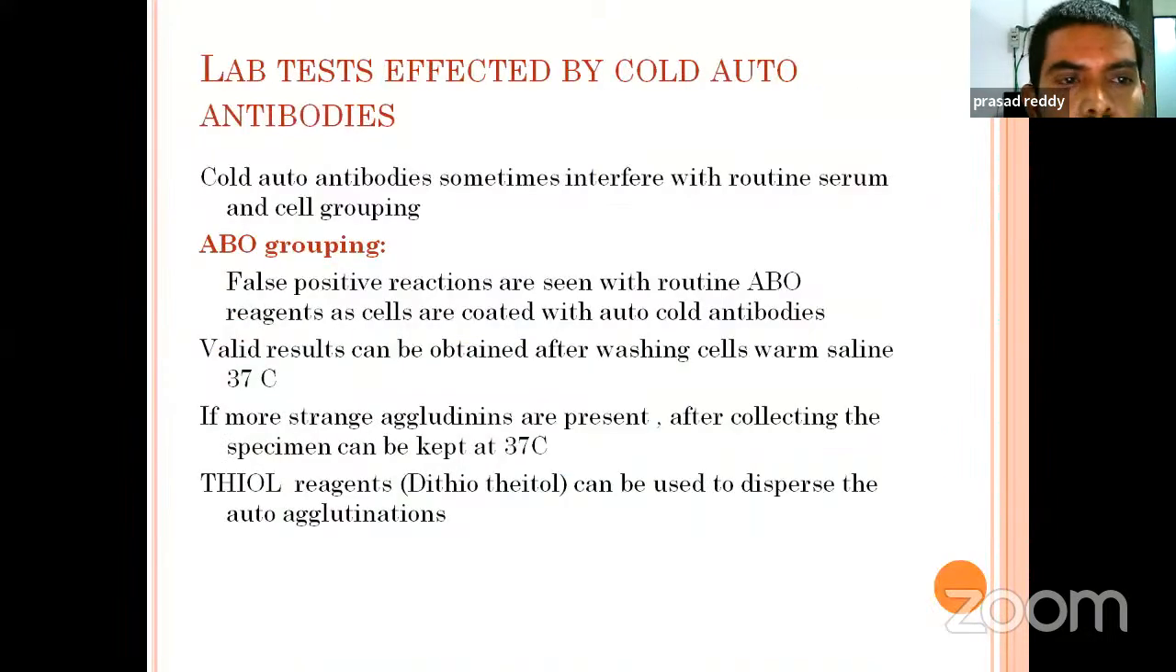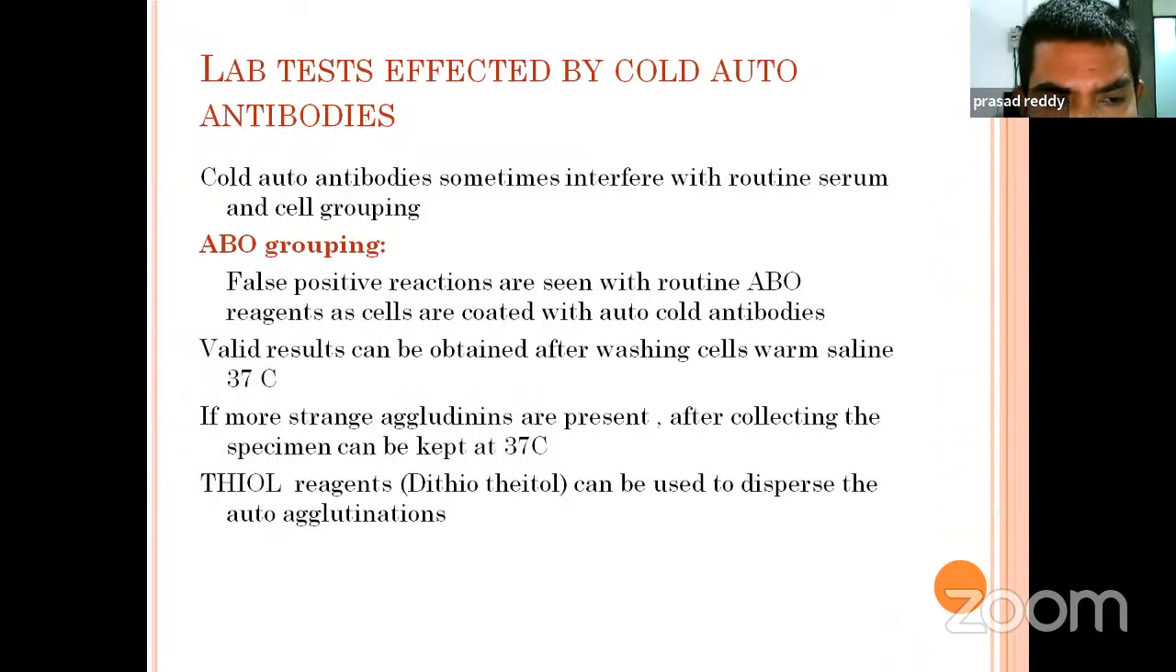Next, what are the lab tests affected by cold autoantibodies? Cold autoantibodies sometimes interfere with routine serum and cell grouping. In ABO grouping, false positive reactions are seen with routine ABO reagents as cells are coated with auto cold antibodies. Valid results can be obtained after washing cells with warm saline at 37 degrees Celsius.